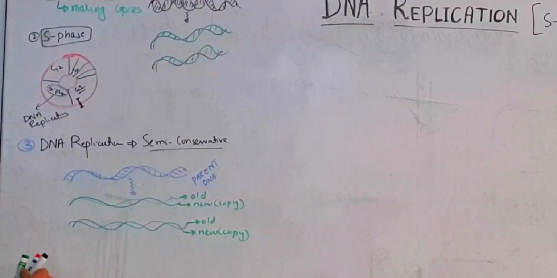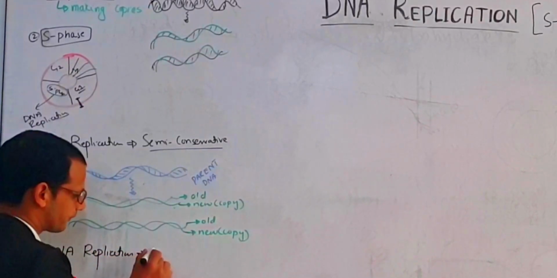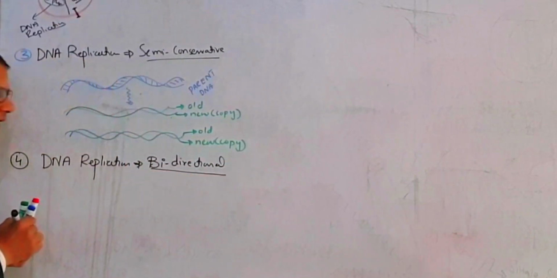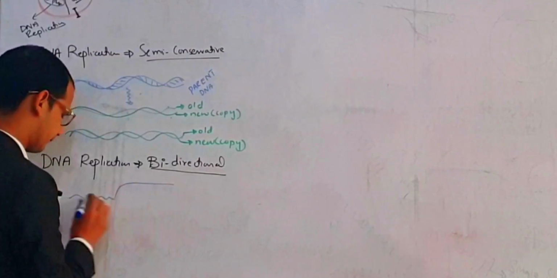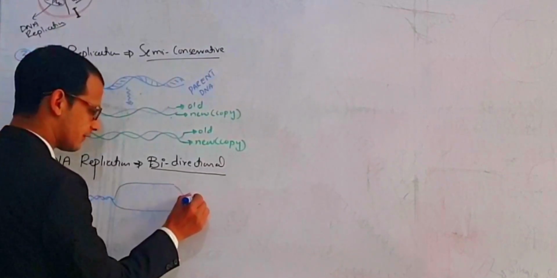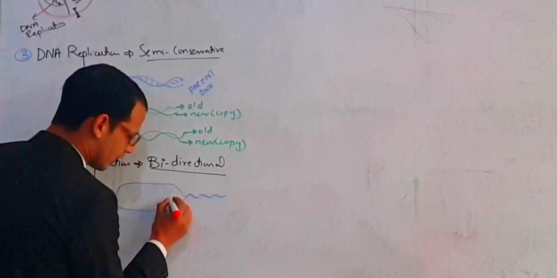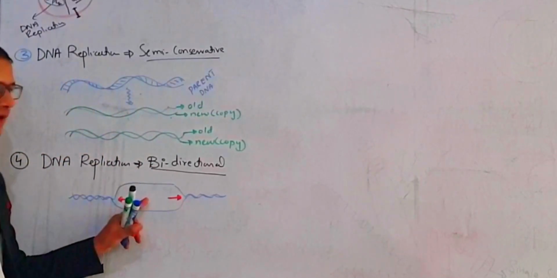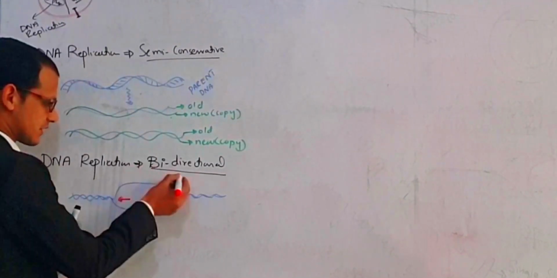The next thing, fourth: DNA replication must be bidirectional. Bidirectional means that in this DNA replication process, it must be uncoiling in both directions and will replicate in both directions. Right? This is called a bidirectional process. Bidirectional, two directions. So this is called bidirectional.